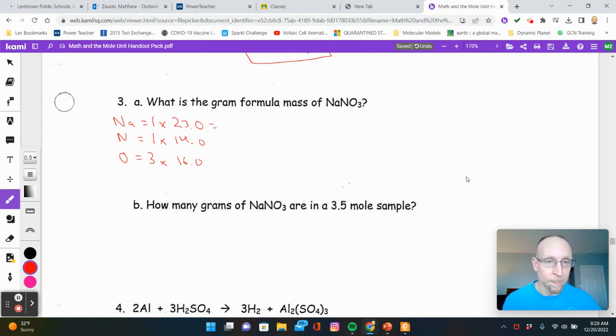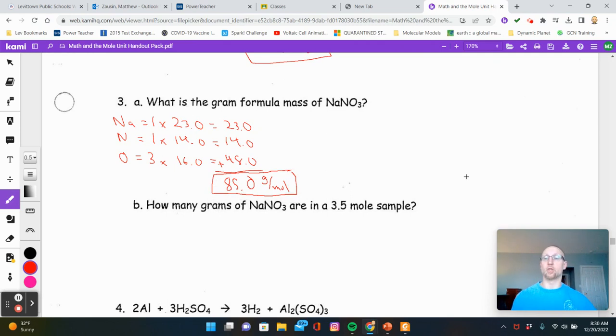Tally all these up. Make sure you show all your work and you're nice and organized and methodical, so if you make a mistake, you can get as much credit as possible. If you just put an answer and it's wrong, then you get 0. So show as much work as possible. You're only hurting yourself if you do not. Grams per mole, that is our gram formula mass, how much 1 mole weighs. 1 mole of sodium nitrate weighs 85 grams.